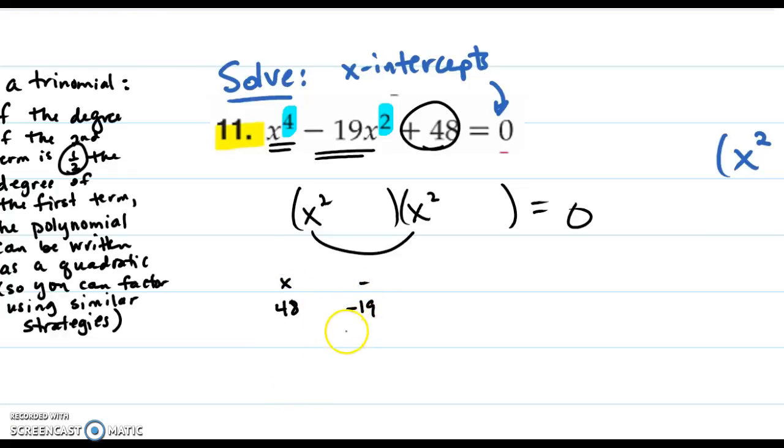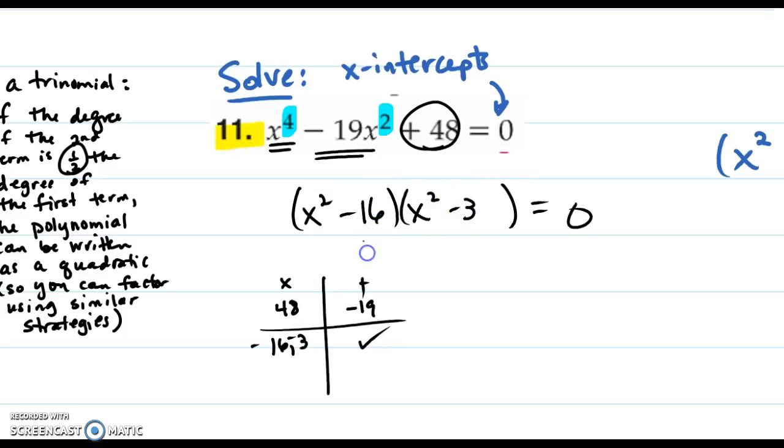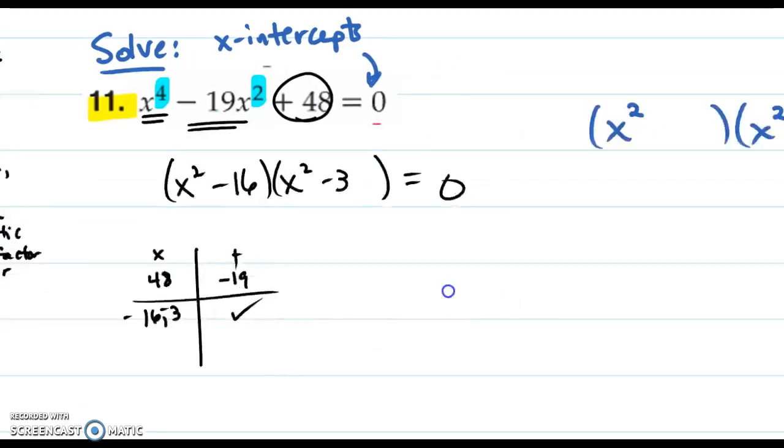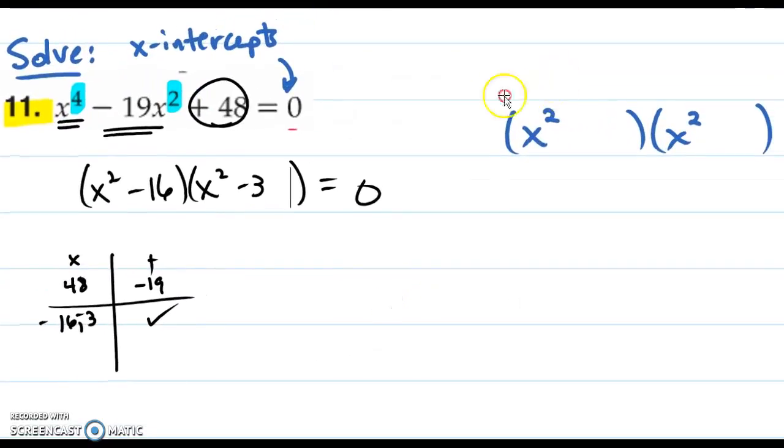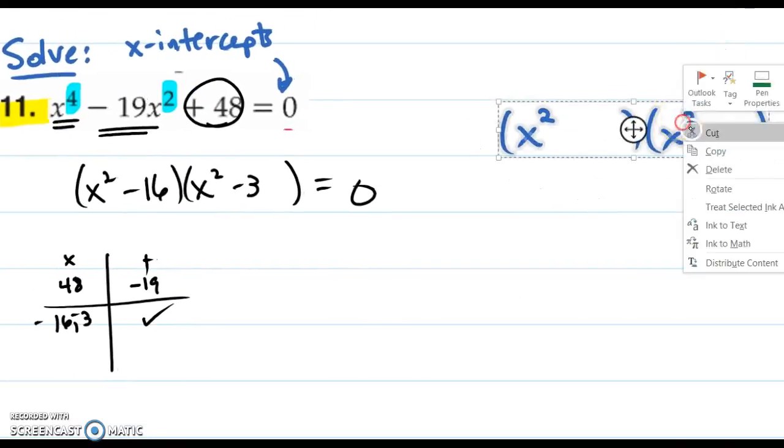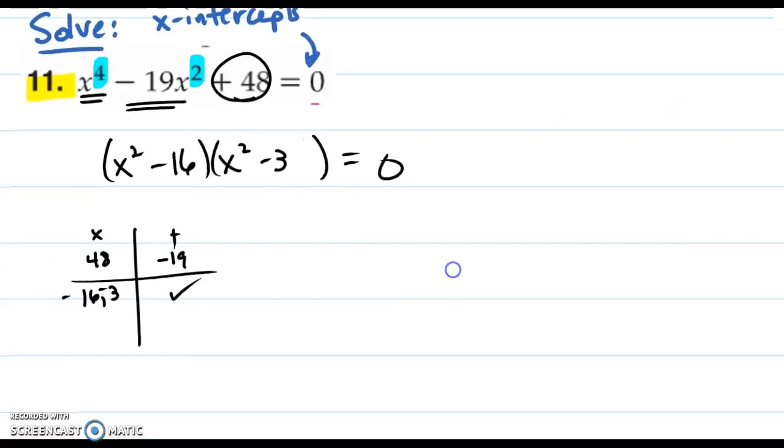I know they both have to be negative. So already I'm thinking, ooh, I know 16 times 3 is 48, and if I make both of those negative, I indeed get negative 19. So I have x squared minus 16 and x squared minus 3. Okay, now, just like before, once we have 2 factors, we can set them equal to 0 if we want to solve and find the roots or the x-intercepts. So I take x squared minus 16 and set it equal to 0, and x squared minus 3 equal to 0.